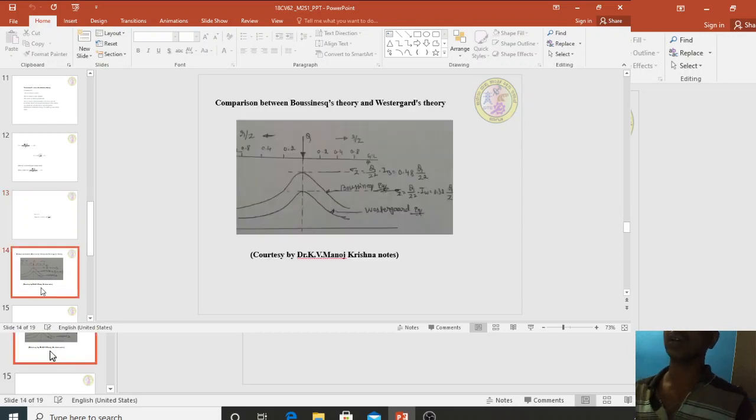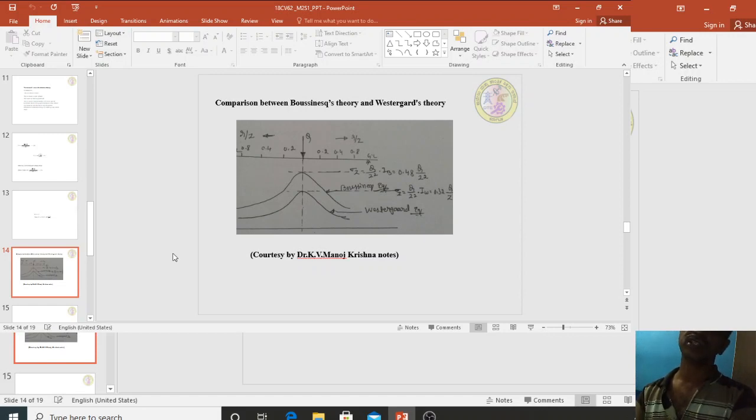Okay. So now let us have a comparison between Boussinesq and Westergaard's theory. Boussinesq theory, the soil is homogeneous. Westergaard's theory, the soil is a layer by layer deposit.